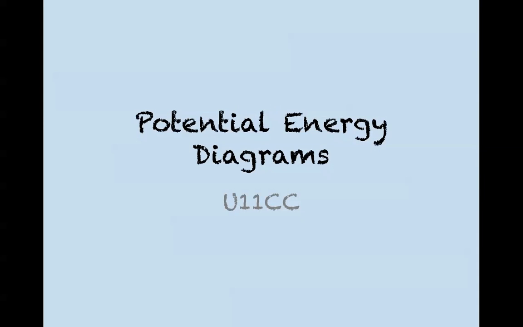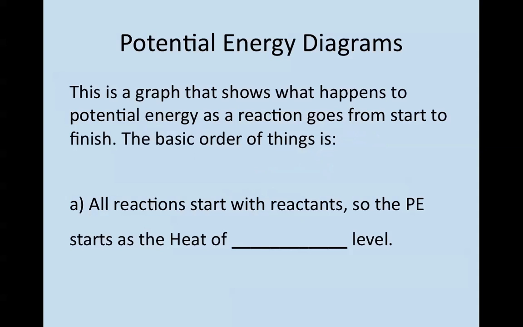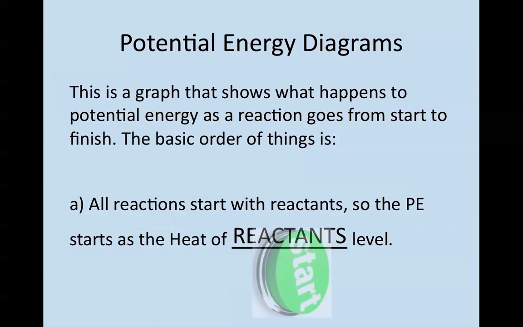All right, in Concept C, we're going to be learning all about how to analyze potential energy diagrams. So these are graphs that show what happens to potential energy as a reaction goes from start to finish. Now, the basic order of things. All reactions are going to start with reactants. So the potential energy always starts at the heat of reactants. So wherever our starting line is, that's the energy of our reactants.